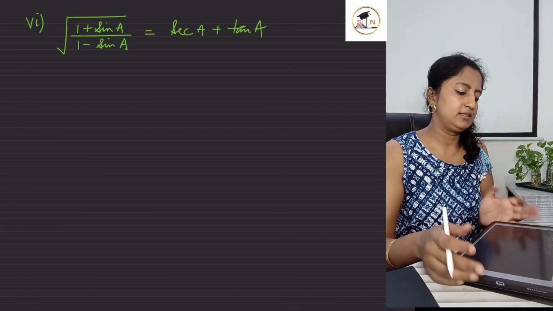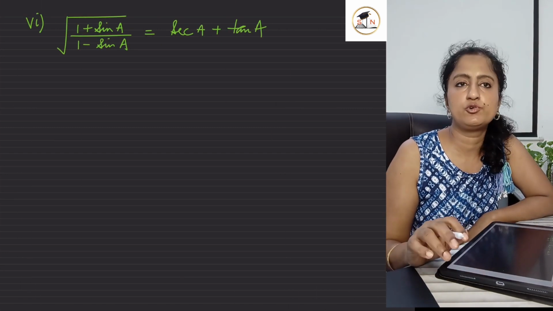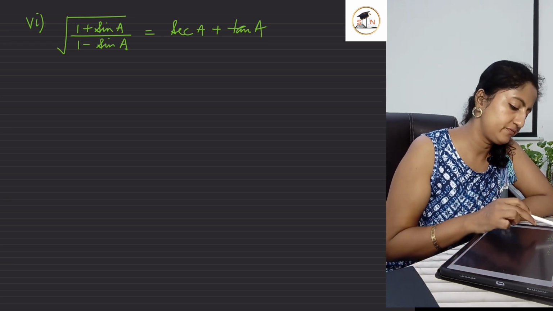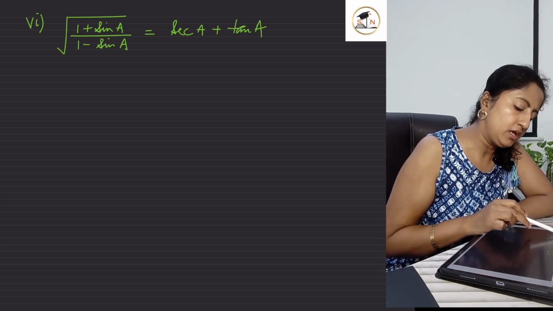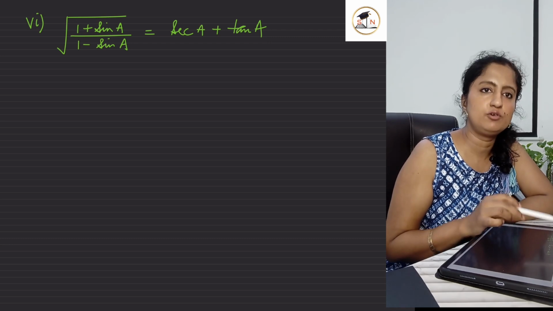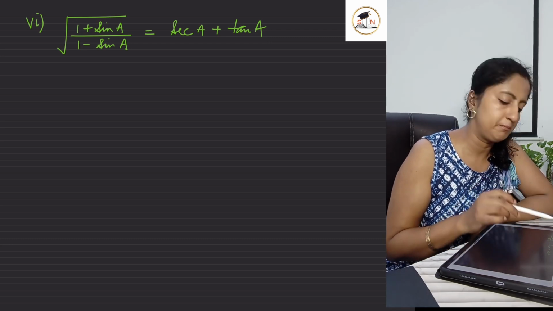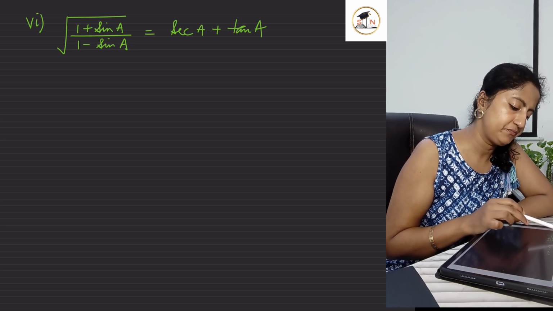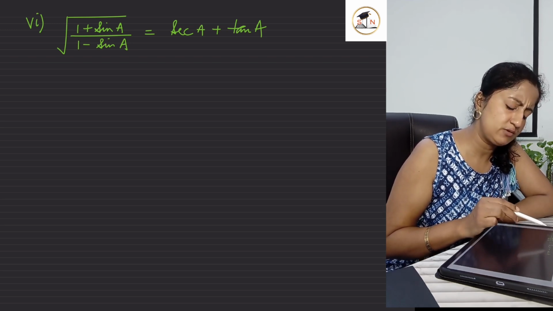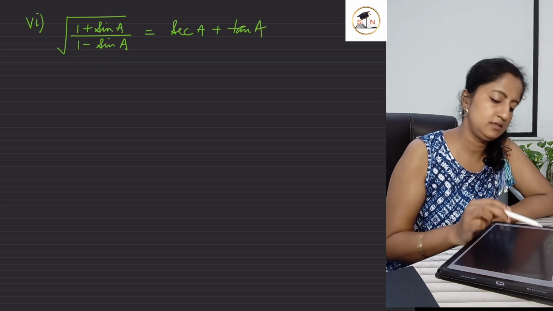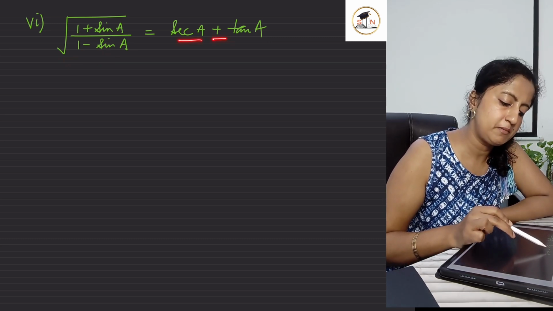Now, the sixth question. We have 10 questions and we are halfway done by completing 5 questions. Okay. Now, if you want to take a break while watching this video, have a glass of water and pause the video, but do come back. Watch it till the end. Now, this is an easier one. We have square root of 1 plus sine over 1 minus sine, and on the right, sec plus tan.